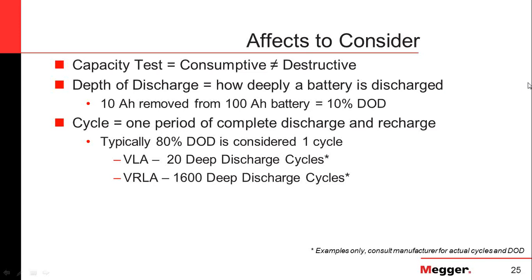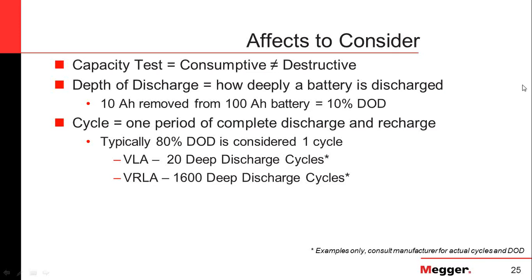There are a couple terms that I want to introduce to you. One is called depth of discharge. And this is equal to how deeply a battery is discharged. So, for example, think of it as the opposite of a charge state. If you look on your phone and you have it plugged in, it might say 90% charged or 80% or 100% charged. Well, if I'm at 100% charged, that means I'm 0% discharged. Whereas if I consume 10 amp hours out of a 100 amp hour battery, now I'm at a 10% depth of discharge, or a 90% charge state.